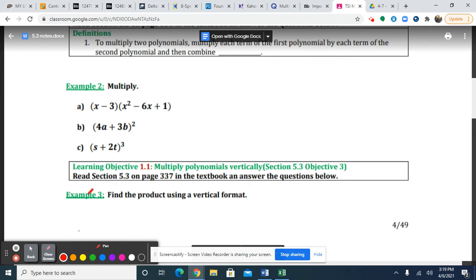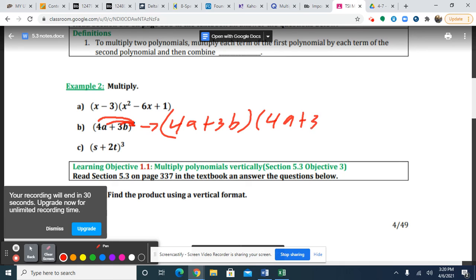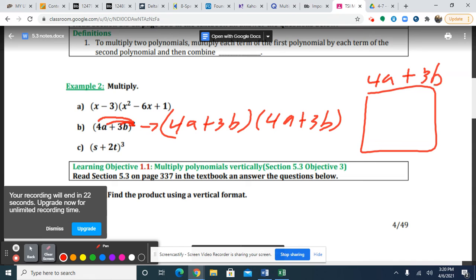Now, when we have something like this, where we have squared, we're tempted to say that it's going to distribute into everything that's there. But what that actually means is that we have 4a plus 3b, and we're going to multiply that 2 times. So what this means is we're actually going to do 4a plus 3b times 4a plus 3b.